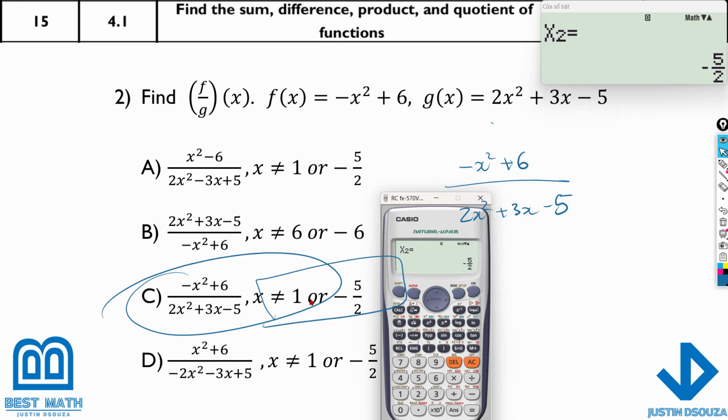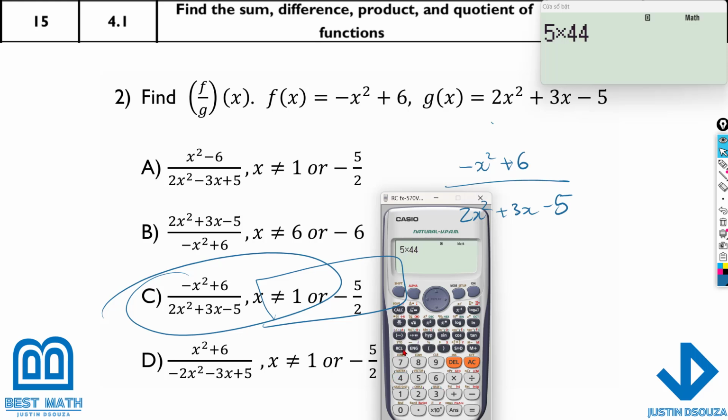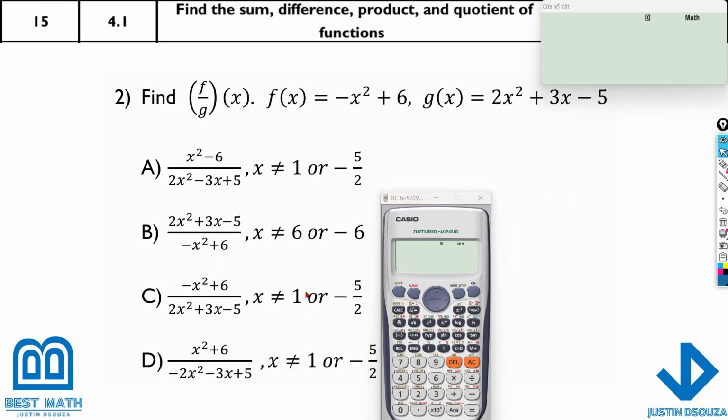So you need to avoid these two numbers because if the denominator is 0, it's undefined. You can't divide anything by 0. Any number divided by 0 will make it undefined because it's infinity. That's the reason why we will write x is not equal to 1 and minus 5 by 2, because that will make this expression undefined.